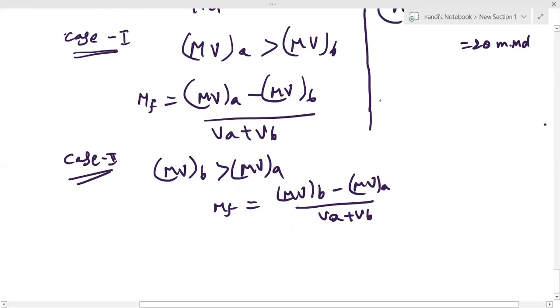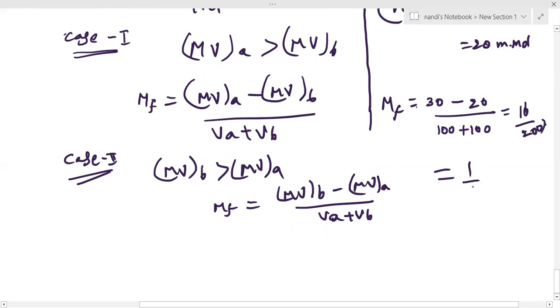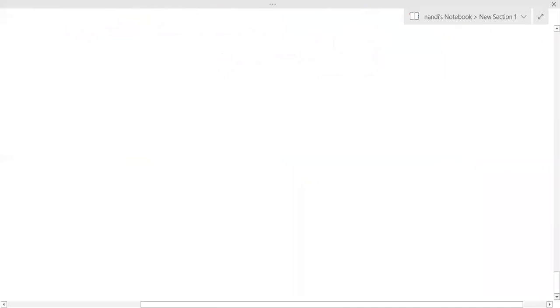Shall we try it? M final of solution equals M into V of acid, 30, minus base, 20, by total volume Va plus Vb, 100 plus 100. So you'll get 10 by 200. Now your answer is 1 by 20, nothing but 0.05 M. This is mixing solutions of opposite nature. But next, we can think of another case.